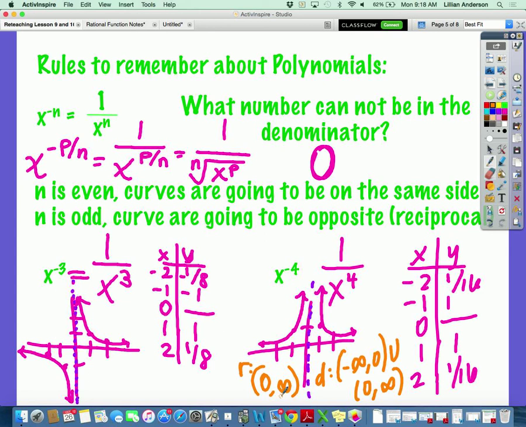What about for this one? Negative infinity to 0. And what about the range? The range would be like the domain. Sorry, that's a little cramped in there.